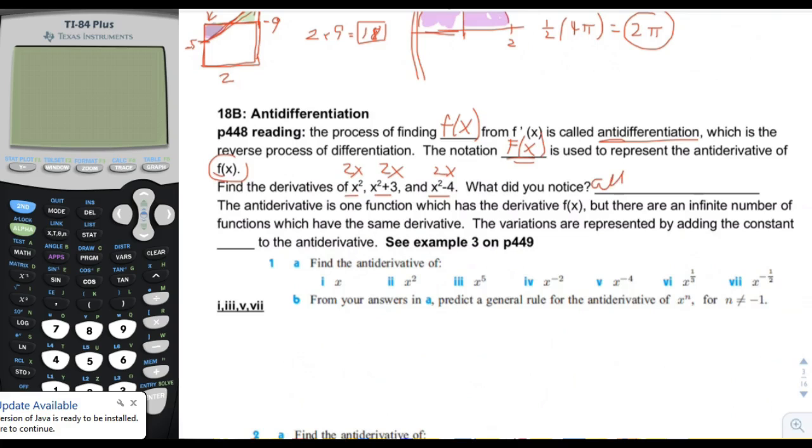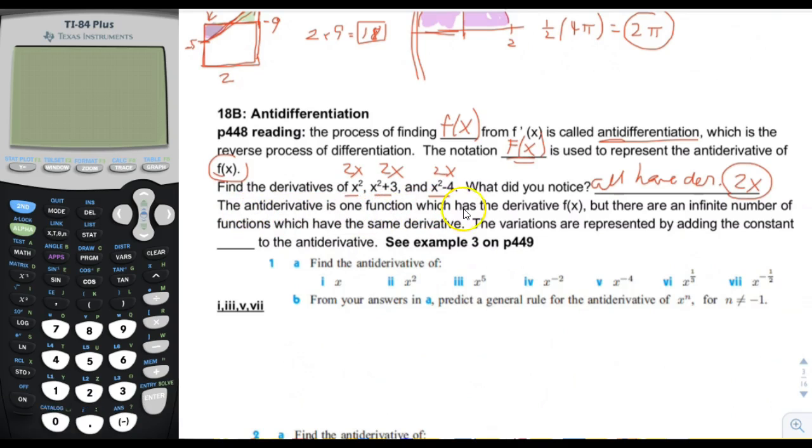All have derivative 2x. Even though all the functions are different, they all have the derivative 2x. So the antiderivative is one function which has the derivative f of x, but there are an infinite number of functions which have the same derivative. The variations are represented by adding the constant c to the antiderivative.